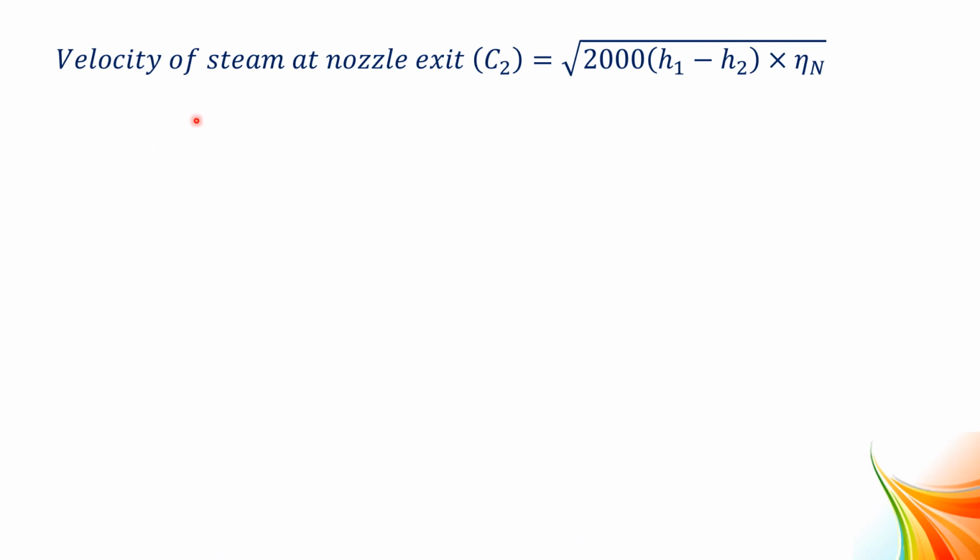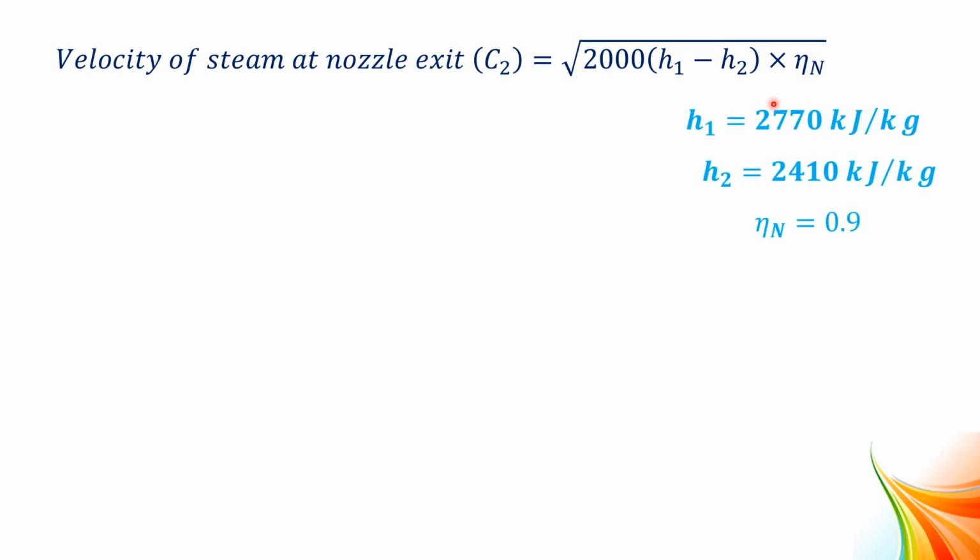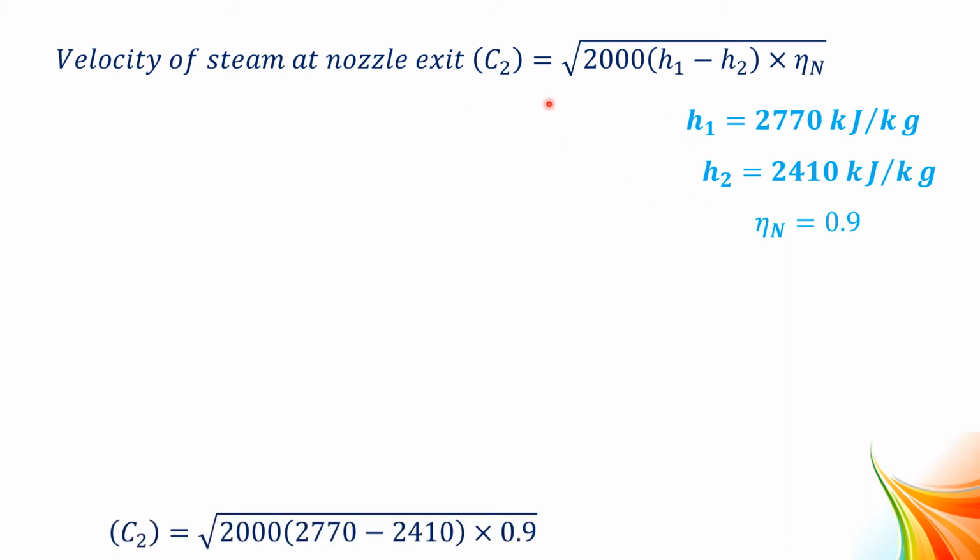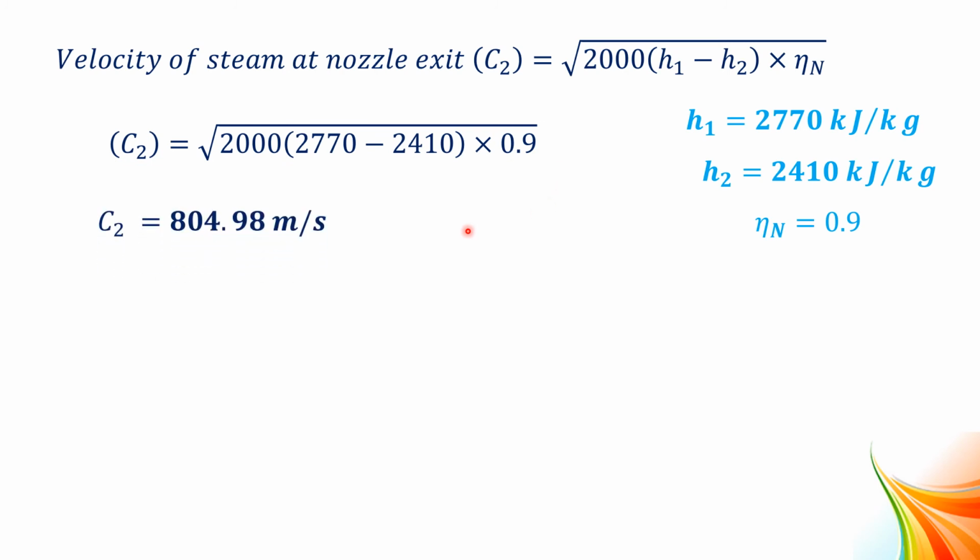Now velocity of steam at nozzle exit C2 equal to square root of 2000 into H1 minus H2 into eta nozzle. So the eta nozzle is given in our problem, which is 0.9. H1 and H2 values we have obtained from the Molière diagram. Now substituting these values in the velocity equation, we get C2 equal to 804.98 meters per second.